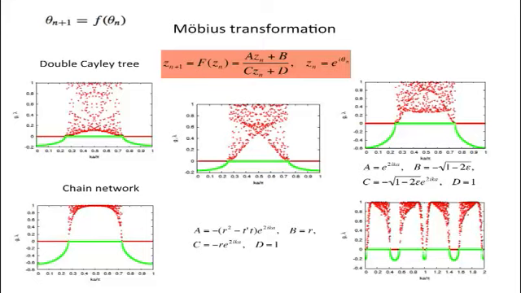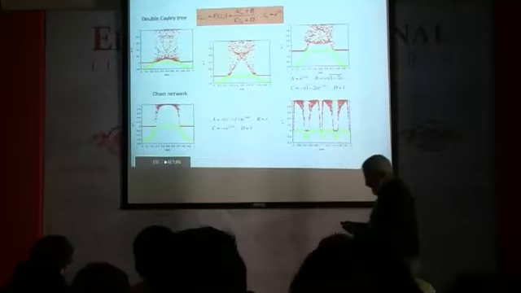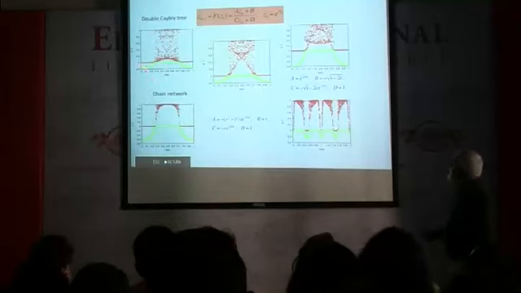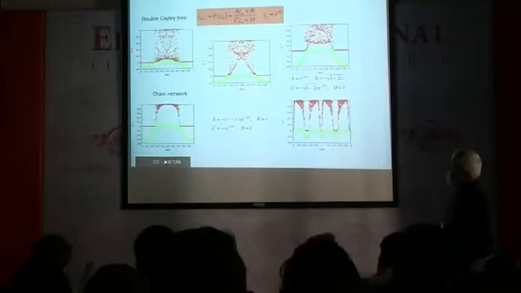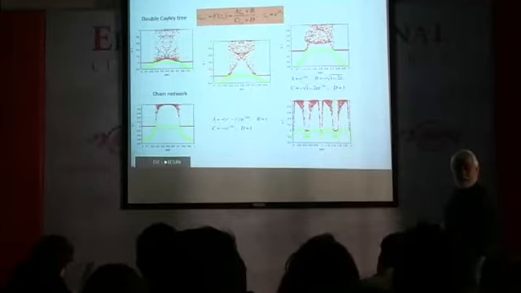It obeys Mobius transformation. The coefficients for the Mobius transformation are written here for the double Cayley tree with the same parameters. Here is for a chain network. And this brilliant green is the Lyapunov exponent. So the Lyapunov exponent is negative for the localized regime, meaning trajectories just converge into each other exponentially. Period one, if you want, very simple.